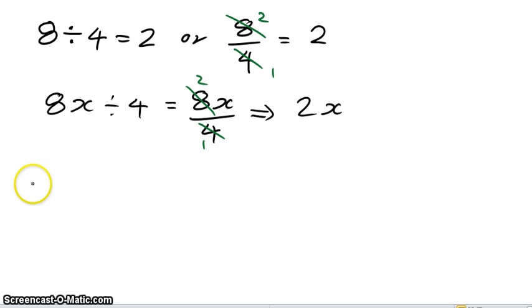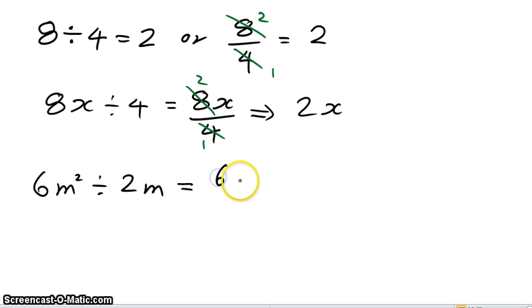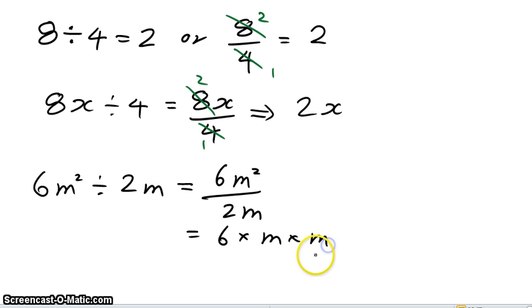I could have, I don't know, 6m squared divided by 2m. Now when you write it that way around using this division sign, it's not obvious what's going to happen. So we could write it as a fractional sign, 6m squared over 2m. Well, this is the same as 6 times m times m, all over 2 times m. Now when you get good at this, you don't have to do this line. This section here is just me thinking out loud, if you like.